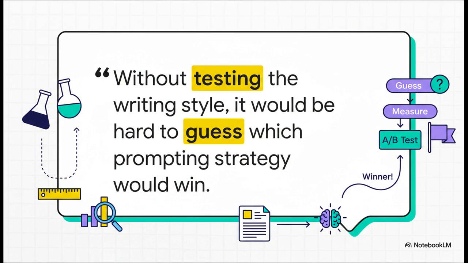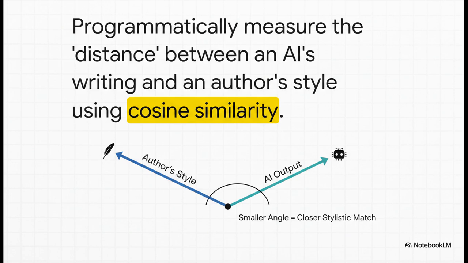Just guessing which prompt is going to work best for capturing a certain style is a total shot in the dark. You have to be able to measure it. So how do we do that? We use a mathematical method called cosine similarity. Now that sounds complicated, but the idea is actually pretty simple.